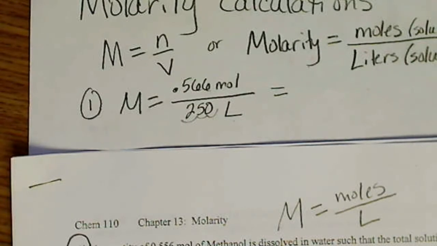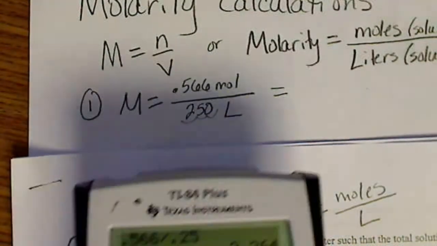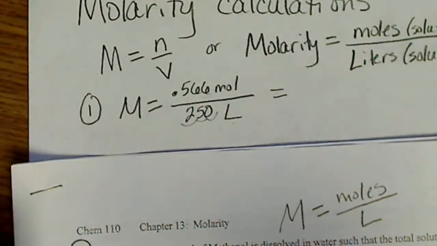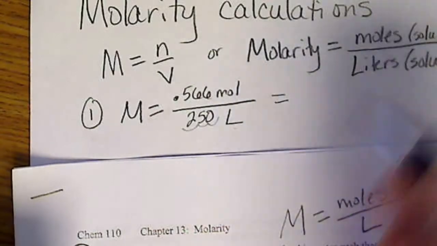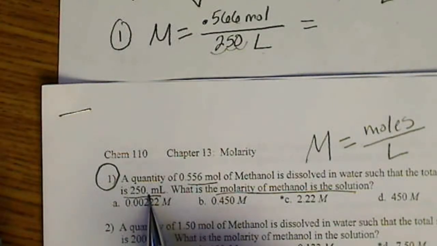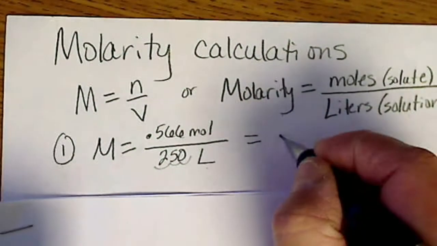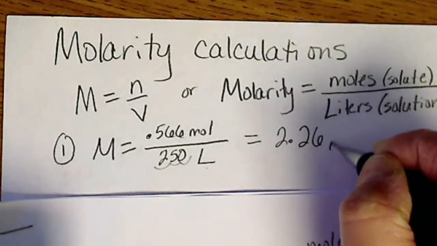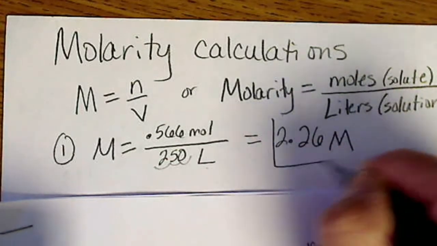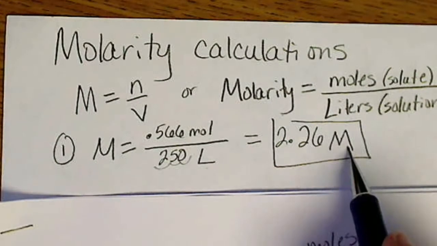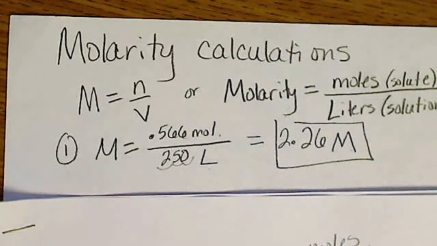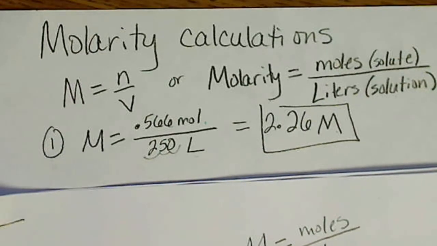0.566 divided by 0.25, and we get 2.264. If we use 3 significant figures, because this 250 has a decimal place, so we'll round this answer to 2.26, and we would rewrite the capital M. So we solve for capital M with moles in the numerator and liters in the denominator.